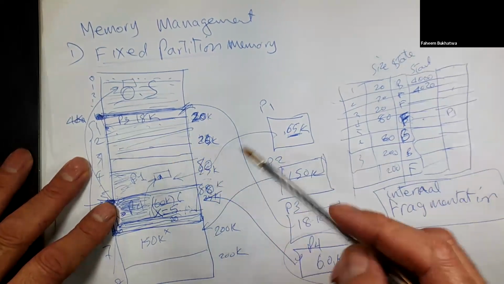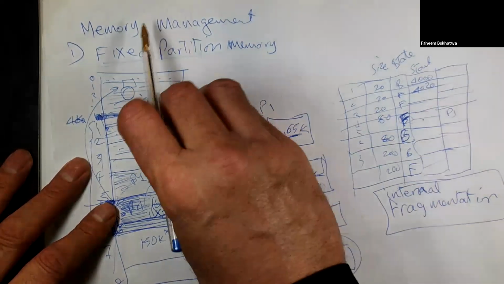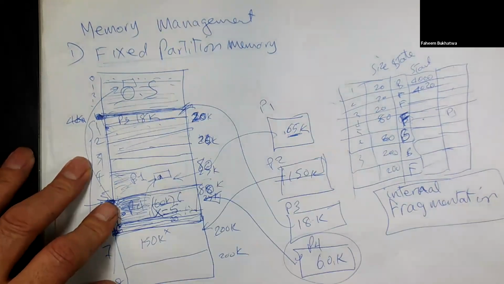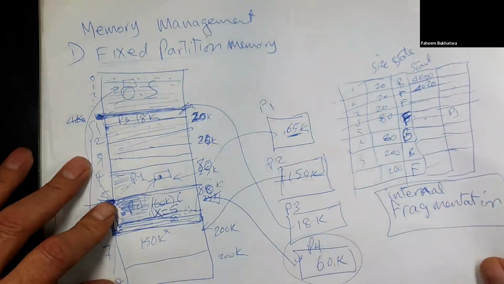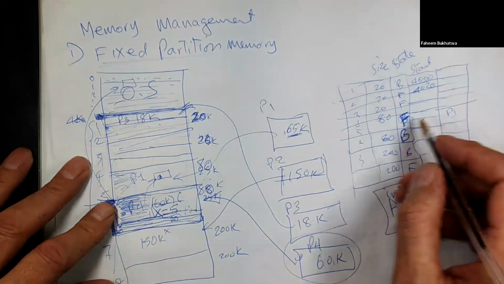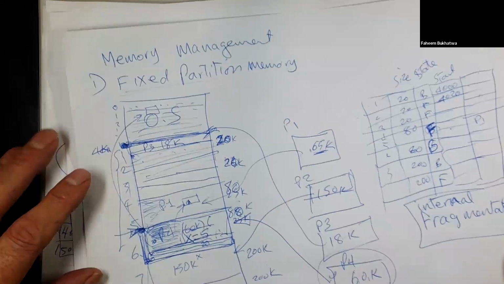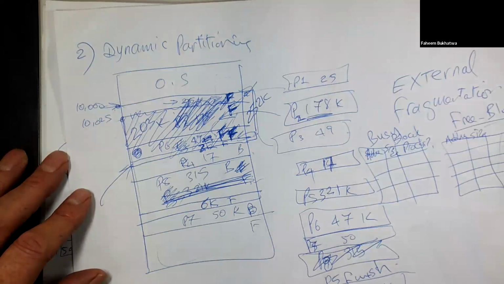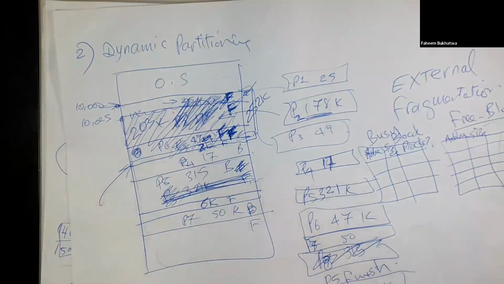To allocate, we just search through the list and put the program in a block that will fit it. To deallocate, all you have to do is mark that block as being free. The next system we talked about is dynamic partitioning.